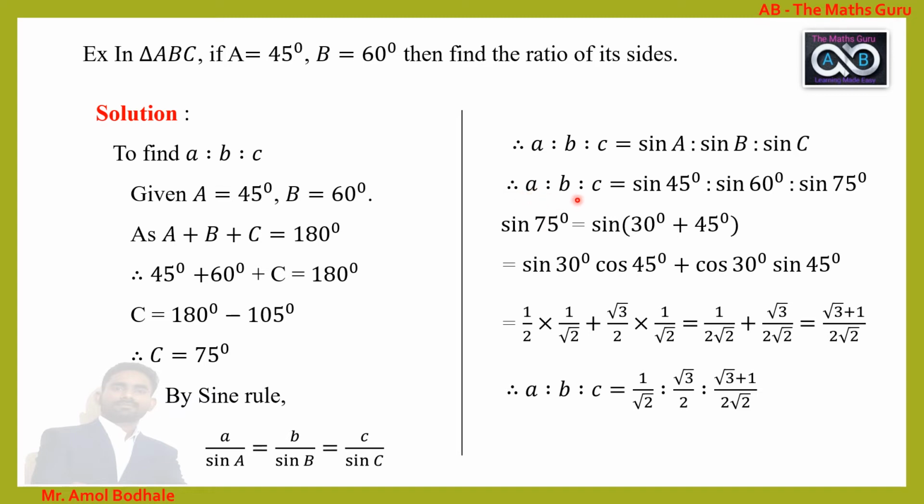Therefore A is to B is to C, that is sine 45, 1 by root 2, sine 60, root 3 by 2, and sine 75, which is root 3 plus 1 upon 2 root 2. So here we can multiply each ratio by 2 root 2. So we will get 2 is to root 6 is to root 3 plus 1. So in this way we will get the ratio of its sides, that is A is to B is to C.